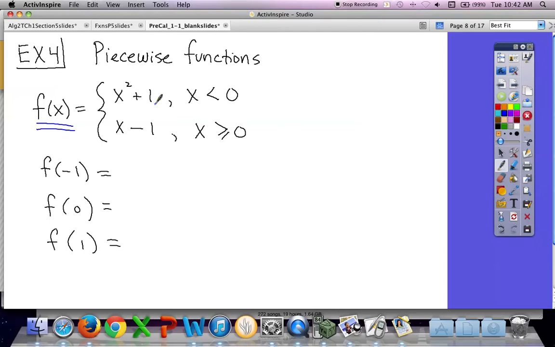Well, that's what these are telling you here. These are referring to intervals on the x-axis, or the domain. It's telling you when x is less than 0, use this expression. When x is greater than or equal to 0, use this expression. Okay? So these are domain statements. So, for example, yeah.